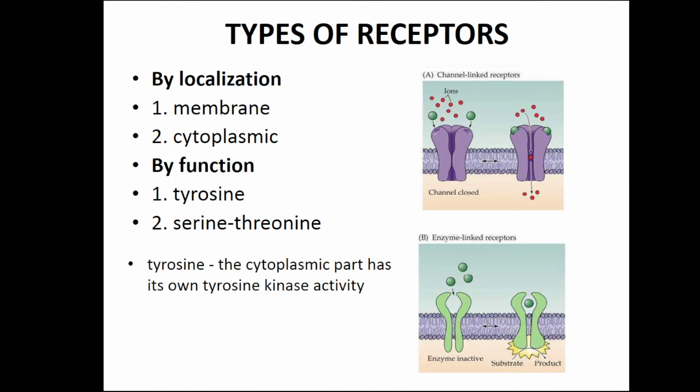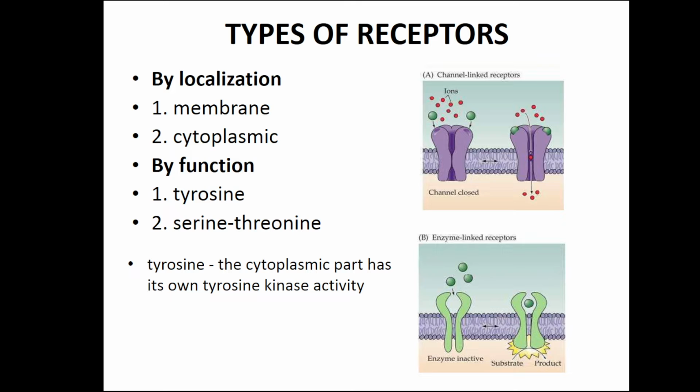And what we need to know about types of receptors. Receptors may be very different, and these differences may be from localization. It will be membrane or cytoplasmic. If membrane, the ligands need to work outside of cells. If cytoplasmic, the ligand or primary messenger will come into cells and will work inside of cells.